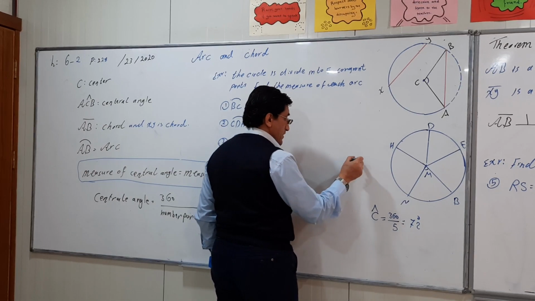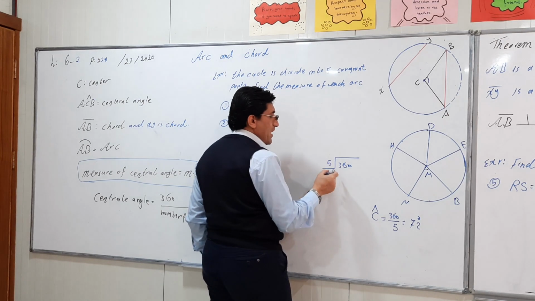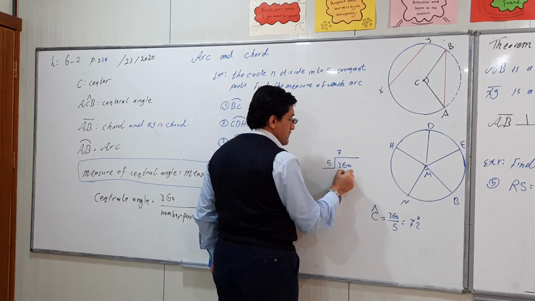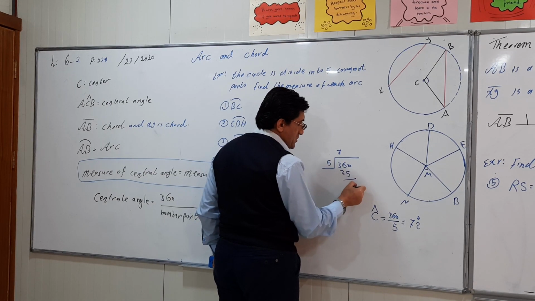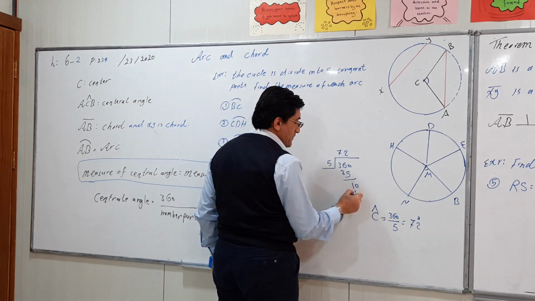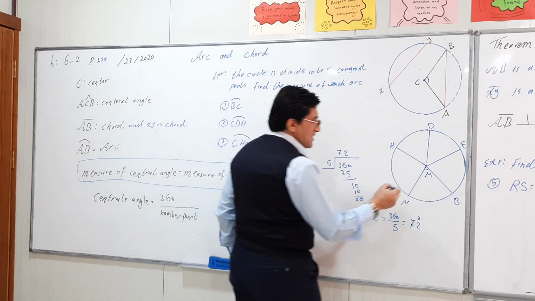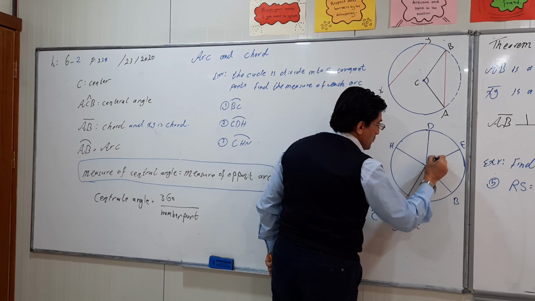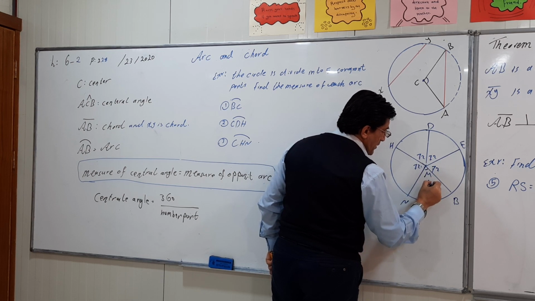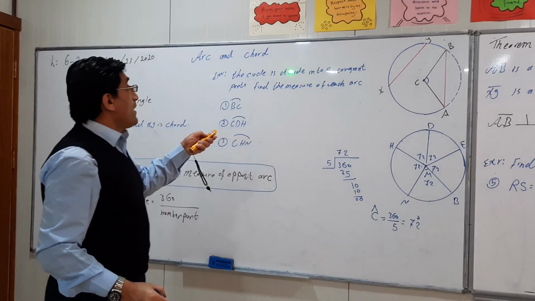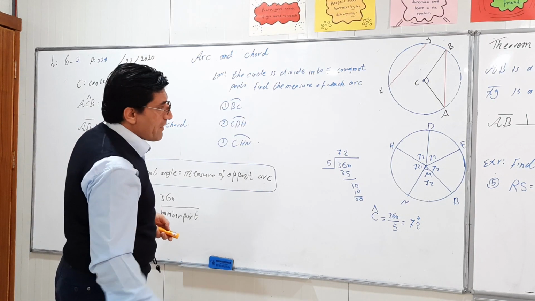Why 72? 360 divided by 5. 36 divided by 5 equals 7. 7 times 5 is 35. 36 minus 35, 1 remains. Put down 0. 10 divided by 5 is 2. 2 times 5 is 10, remainder 0. So the central angle equals 72, and all of them are 72, because the question said divided into five congruent parts, that means five equal parts. I said congruent, that means equal.